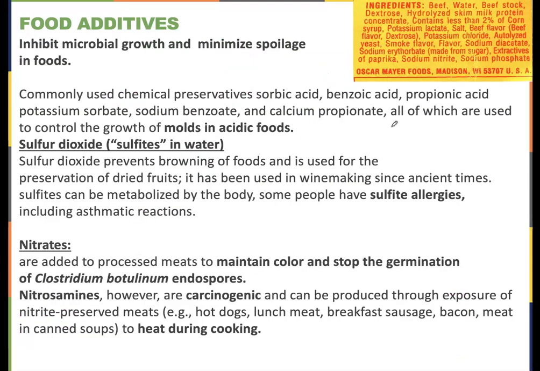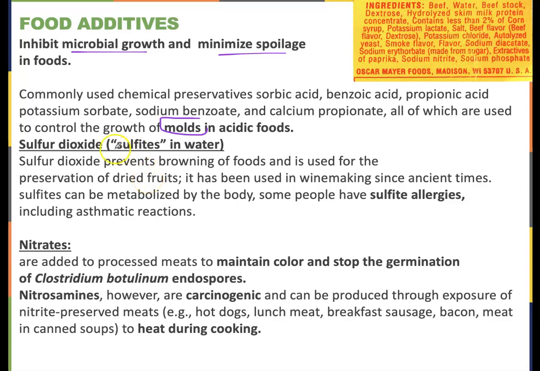Lastly, the food additives. So we'll talk quickly about this. We put different chemicals in food for two things: to inhibit microbial growth and also to minimize spoilage. Spoilage meaning that the food goes bad, changes flavor, starts to get soft, or the texture changes. So we want to stop that. There's a lot of different chemical preservatives out there. I listed some here, and a lot of them are anti-mold. However, I want to talk about two in particular, which are sulfur dioxide and nitrates.